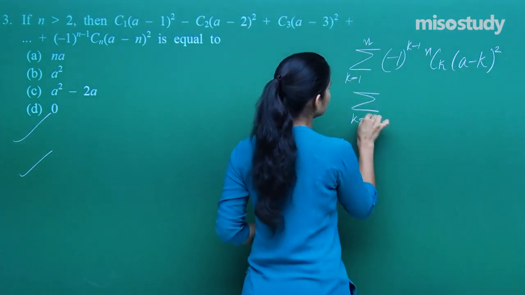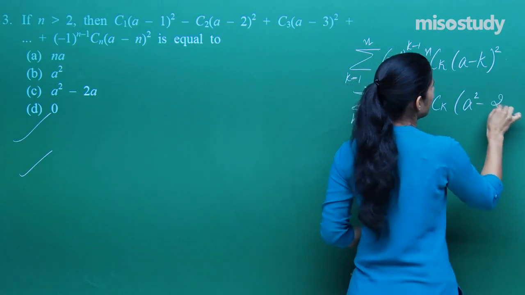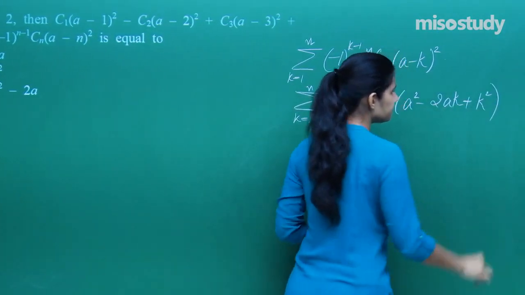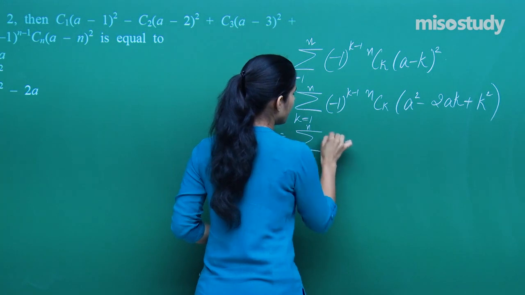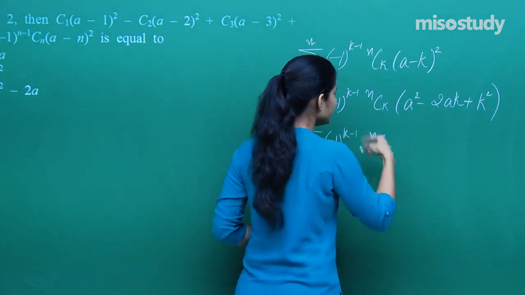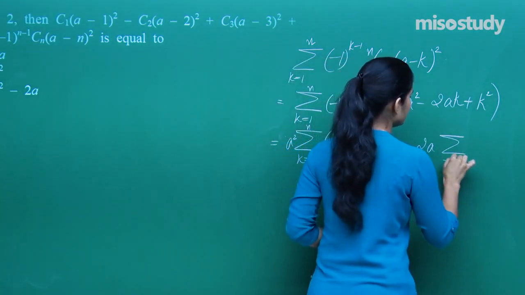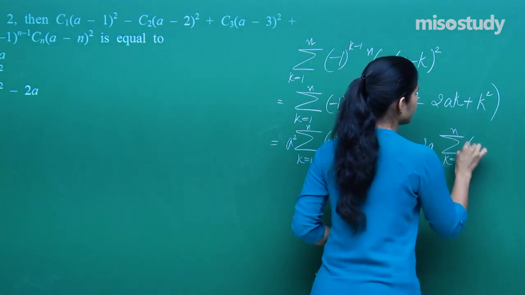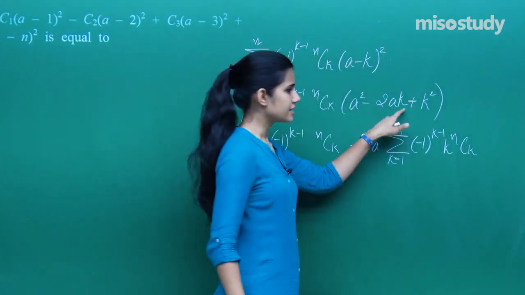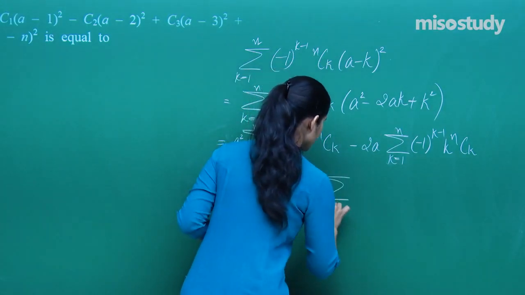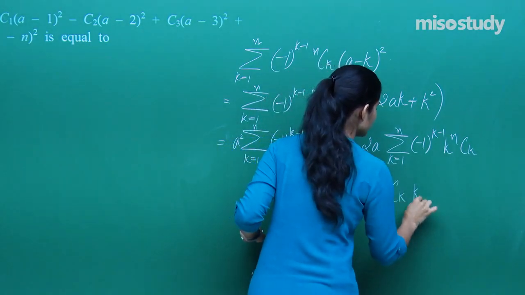Now this can be resolved further to minus 1 to the power k minus 1 nck a square minus 2ak plus k square. The moment you get this, your entire summation boils down to summation k going from 1 to n minus 1 to the power k minus 1 nck into a square minus 2a, again k going from 1 to n minus 1 to the power k minus 1 nck into k, this k, plus summation k running from 1 to n minus 1 to the power k minus 1 nck into k square.